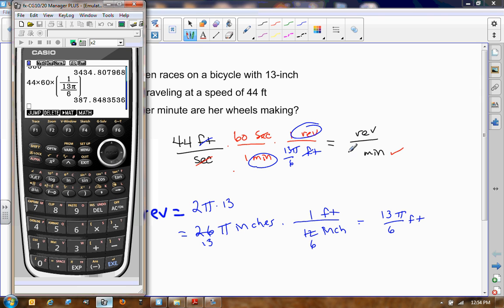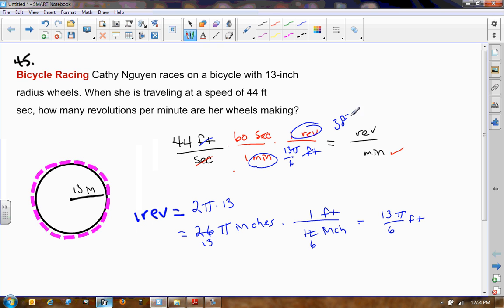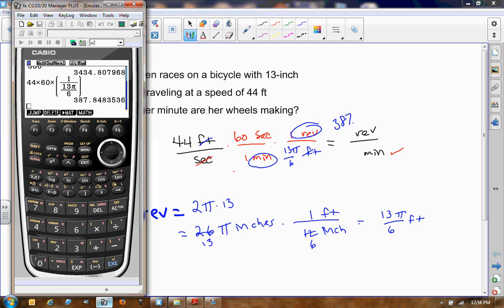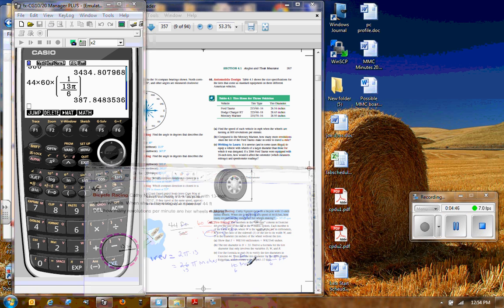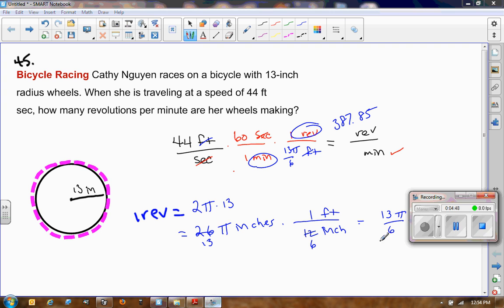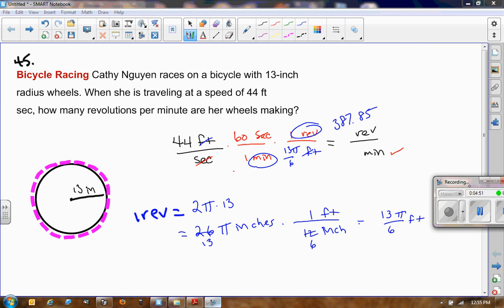So this is 387.85 revolutions per minute. Whoa, sorry about that. Go ahead and let you catch up there if you haven't gotten that, but that's how you get there.